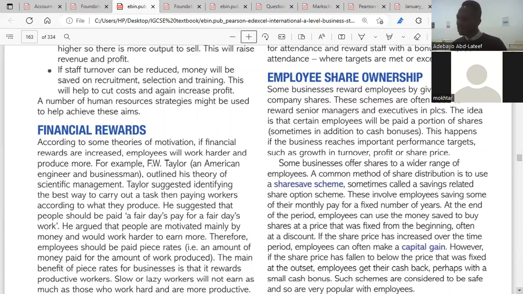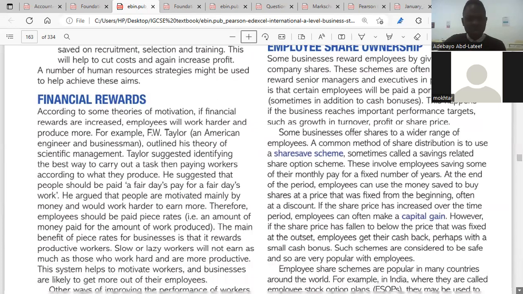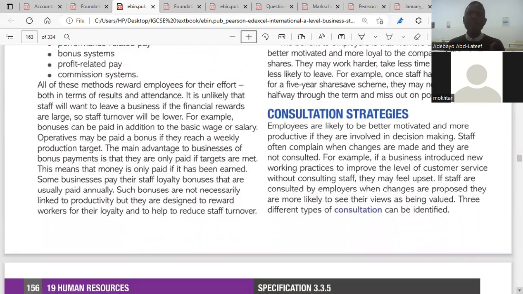The next method is through consultation strategies. We're talking about ensuring that workers are part of decision-making in the organization. You call your workers, the employees, to be part of decision-making in the organization. So what are the types? Here I wrote, employees are likely to be motivated and more productive if they are consulted on decision-making. So when the business wants to take a decision, consulting them might also motivate them and increase their productivity.